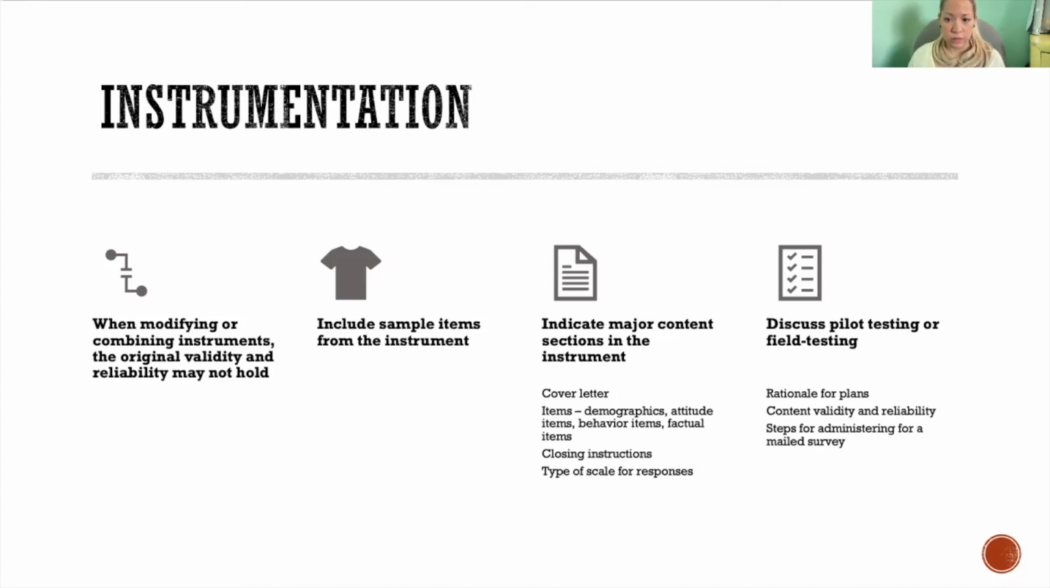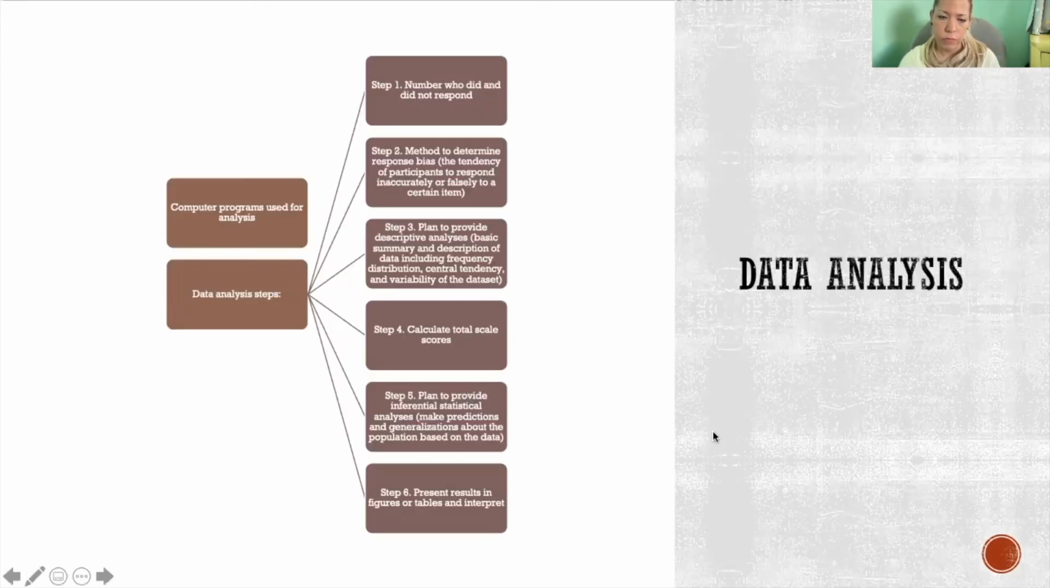and any steps for administering your instrument, especially if it's a mailed survey, because you might have more methodology to develop there, like how many times are you going to mail it? Are you going to mail it to the whole group 3 times? But what if some of them already returned their surveys? So it gets a little bit more complex there, and you need to include your methodology and how you plan to administer that mailed survey.